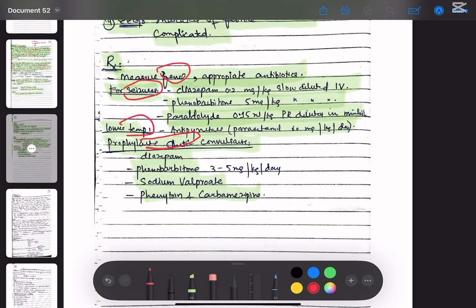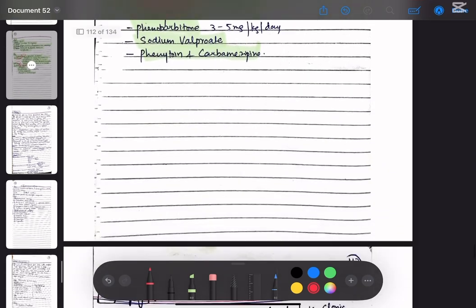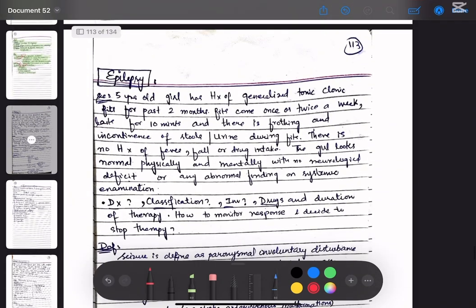Now coming to the next topic, that is epilepsy. For epilepsy, we have a scenario of a 5-year-old girl who has a history of generalized tonic-clonic fits for the past 2 months. Fits come once or twice a week and last for 10 minutes, and there is frothing and incontinence of stools or urine during fits. There is no history of fever, fall, or drug intake. The girl looks normal physically and mentally with no neurological deficit or any abnormal finding on systemic examination.